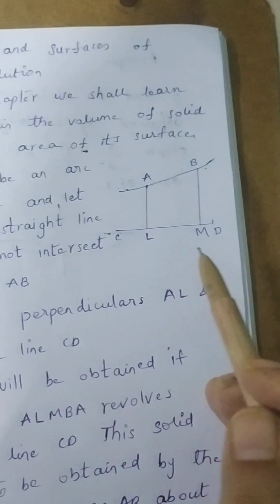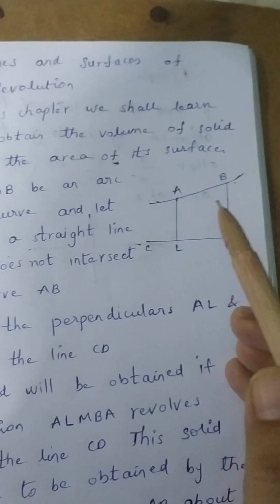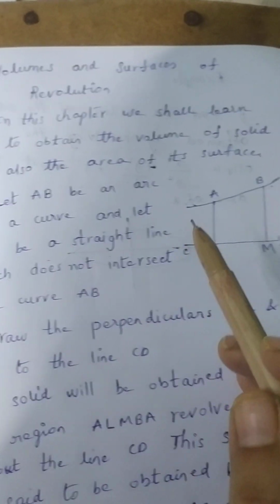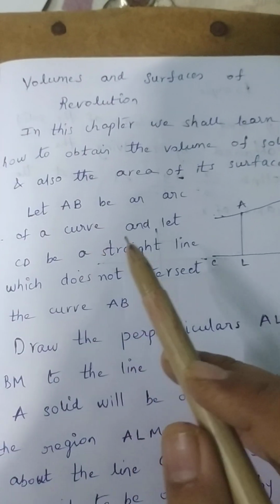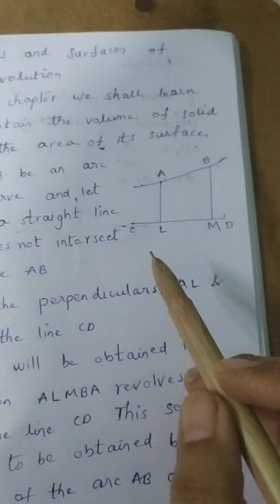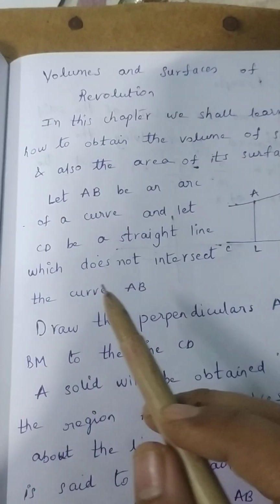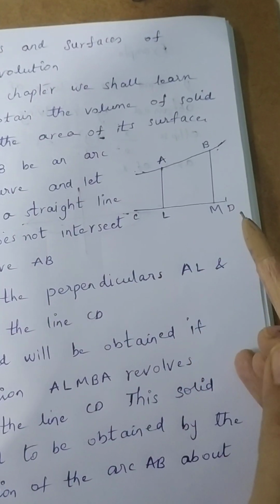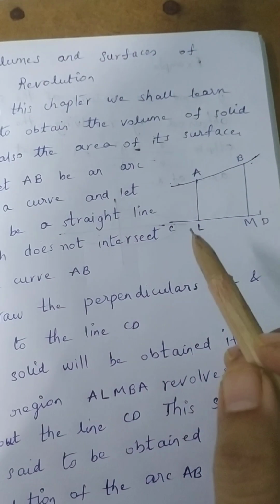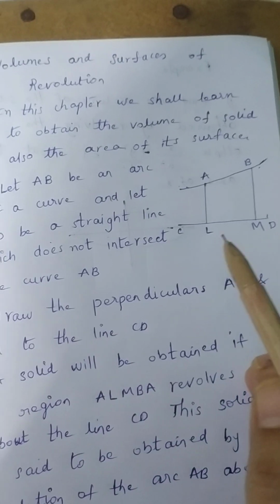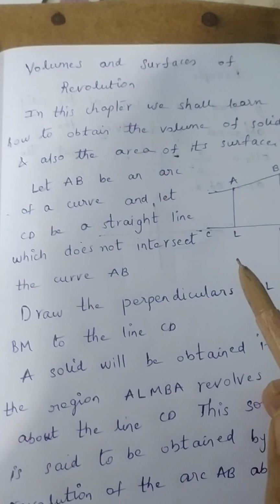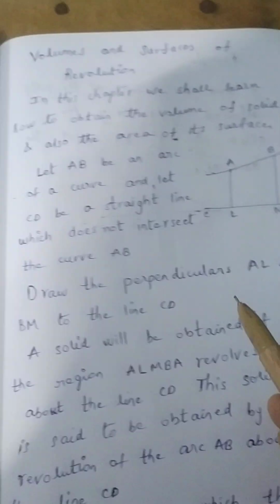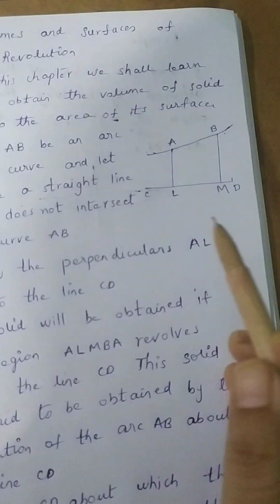So here consider this figure. Let AB be an arc of a curve, and let CD be a straight line which does not intersect the curve AB. CD is a straight line and AB is a curve, so these two do not intersect each other. Now draw the perpendiculars AL and BM to the line CD.